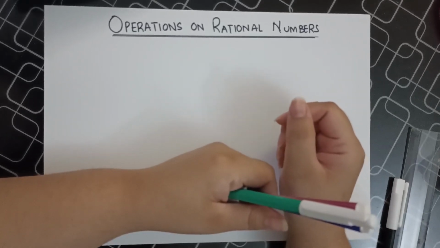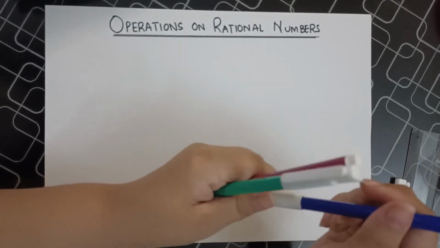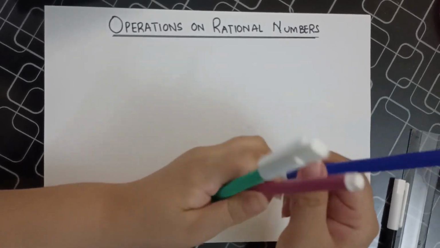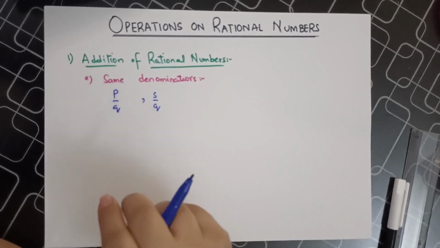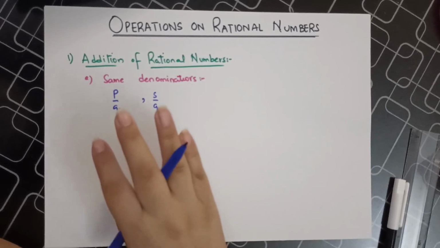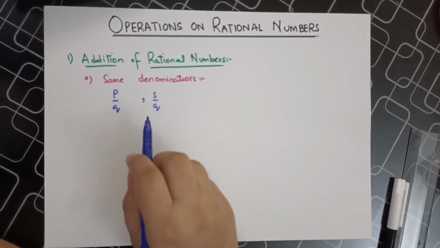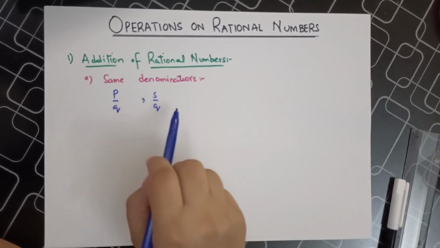They can have a positive sign and a negative sign. Okay, so let's talk about the first operation, which is the addition of rational numbers. Here I'm going to discuss two cases. The first one is when the rational numbers have the same denominator. Since we are considering two rational numbers at the moment, in this case they have the same denominators.